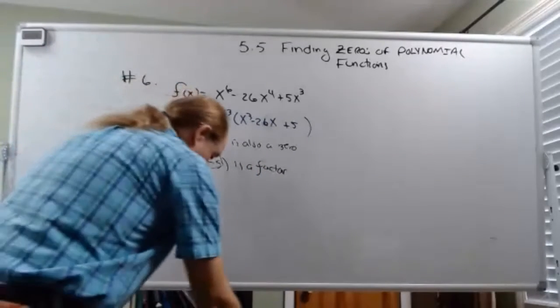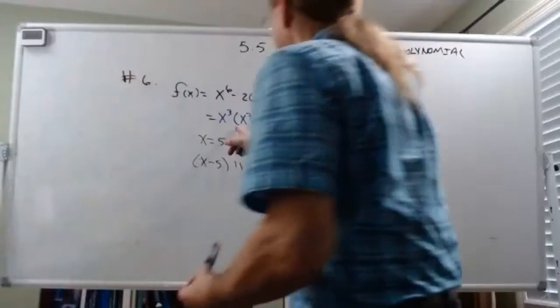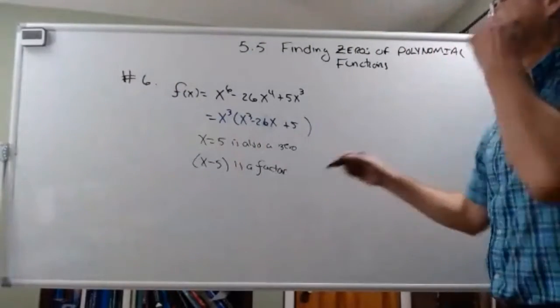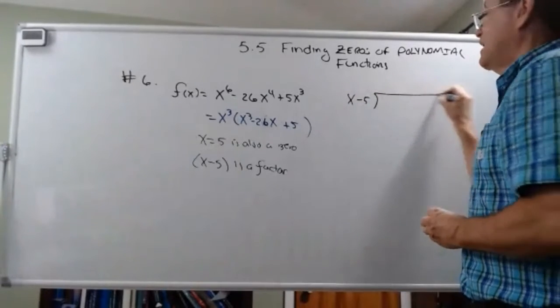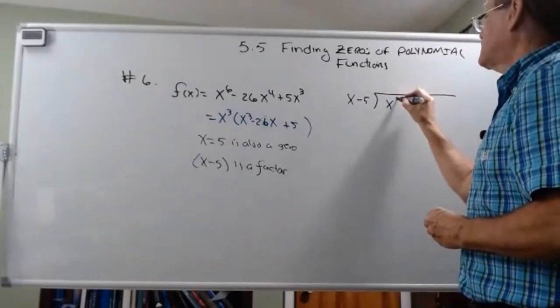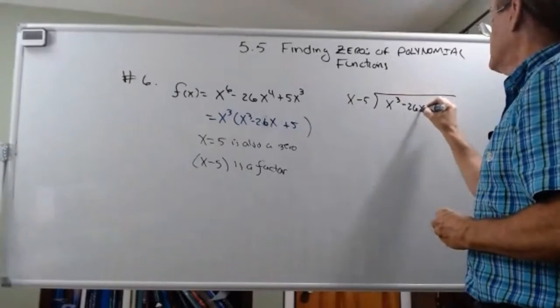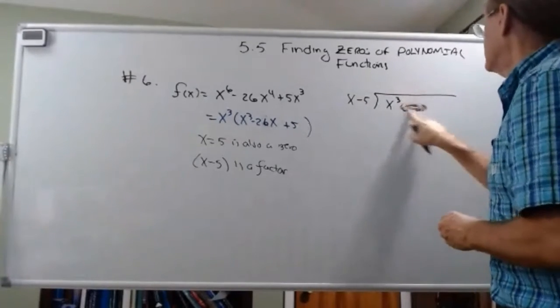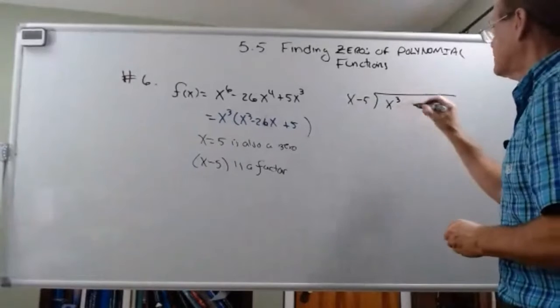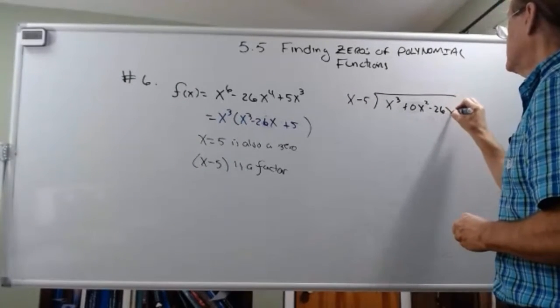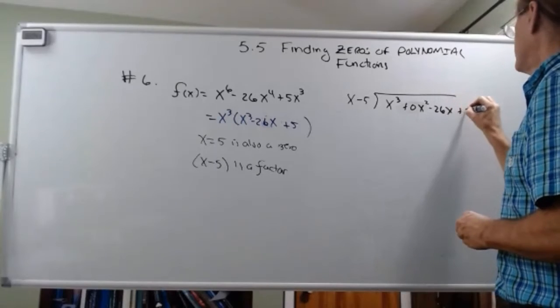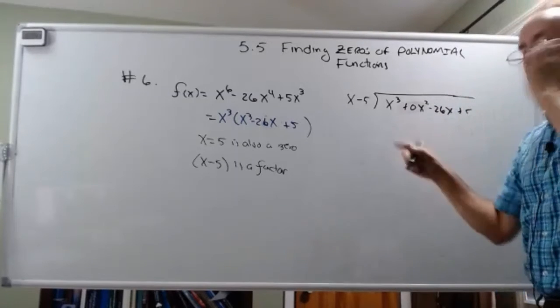So let's use that to simplify this. I'm going to take this and divide it by x minus 5. So take x minus 5 and divide into that x cubed minus 26x. Well, let's put it this way. I'm going to put a 0x squared just to do that: 0x squared minus 26x plus 5. I want to make sure I line everything up.